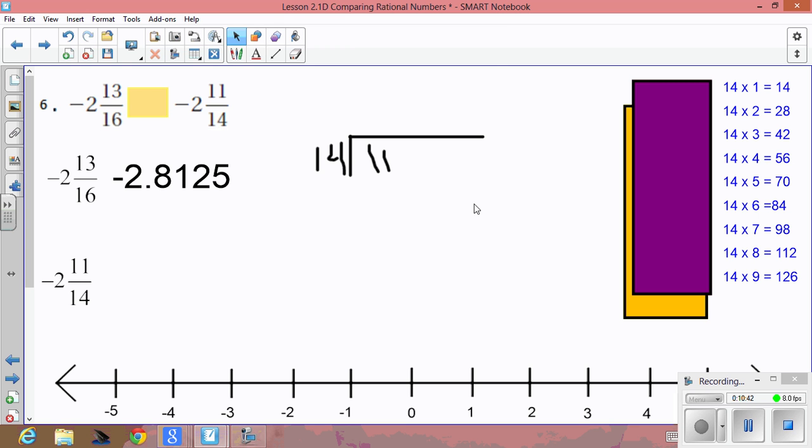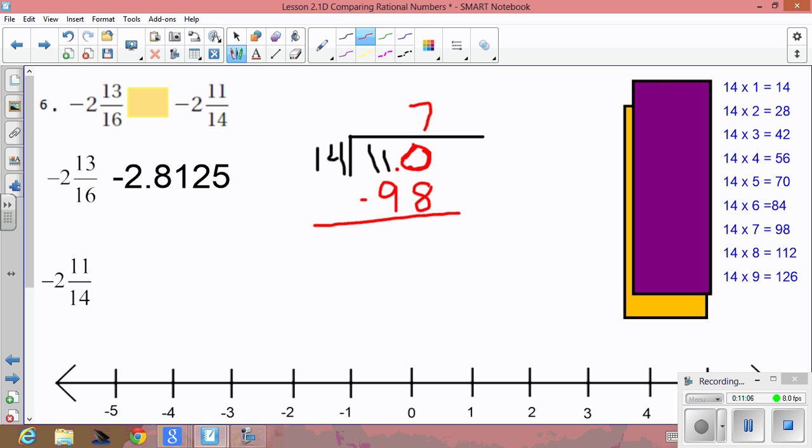So I cannot divide 14 into 11, so I'm going to add a decimal point and a 0. Okay, 14 into 110 without going over 110, my answer would be 7. 7 times 14 is 98. And now we subtract. Add a 0. 14 into 120 without going over is 8. 14 times 8 is 112. Let's subtract. We get 8 again.